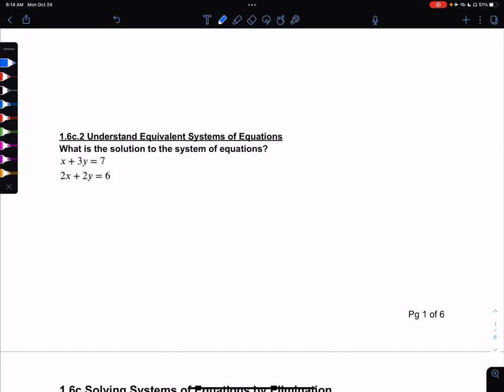Here we're going to look at how to understand equivalent systems of equations, or how to use equivalent systems of equations. The question: what is the solution to the system of equations? We are given x plus 3y equals 7, and 2x plus 2y equals 6. Now, if you noticed from the previous video, if we add or subtract these, neither the x nor the y will cancel out. So we do have to find a different process.